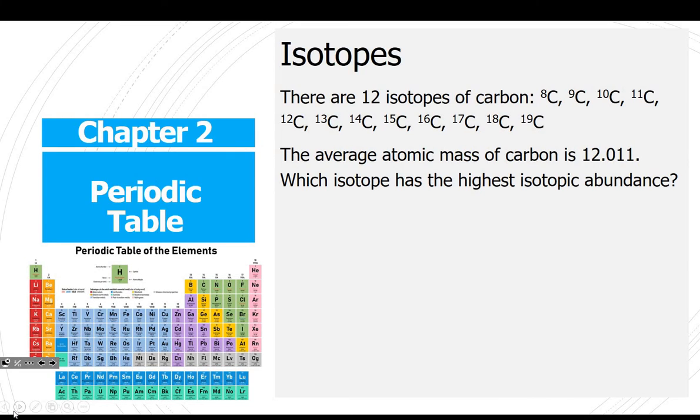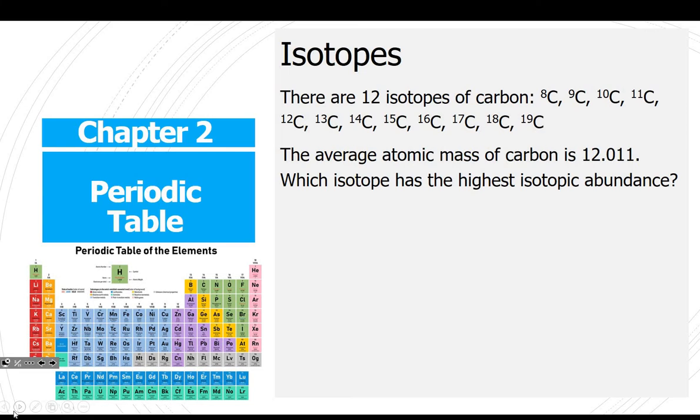Isotopes, chapter 2, periodic table. There are 12 isotopes of carbon, C8 through C19. The average atomic mass of carbon is 12.011. Which isotope has the highest isotopic abundance? Shouldn't have to guess. Which one is it?